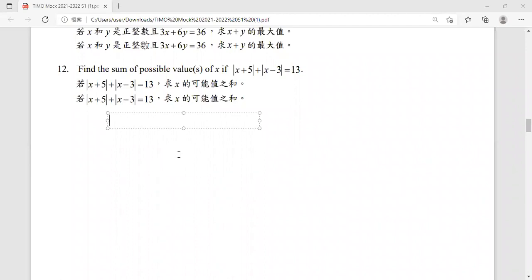So I take it case by case. Say if x is greater than 3. Then x plus 5 and x minus 3 are both greater than 0. So then I can do x plus 5 plus x minus 3 equal to 13, and that x will be equal to, is it 7 or 11 over 2? It should be 11 over 2. Okay? 11 over 2.